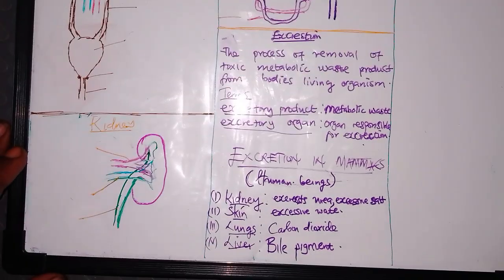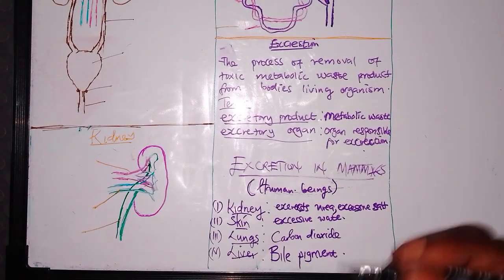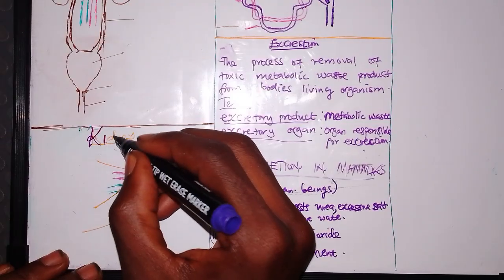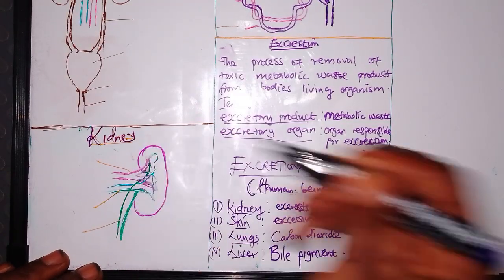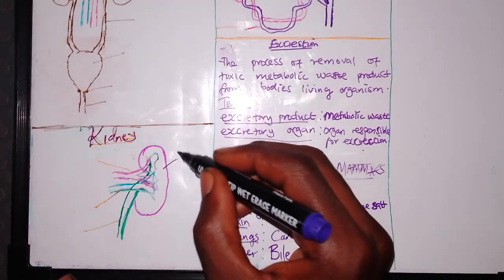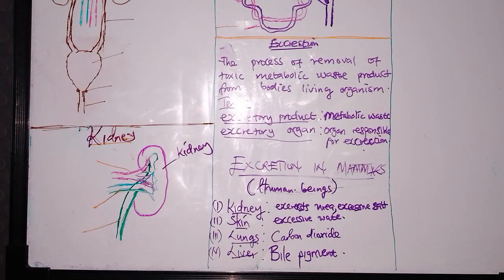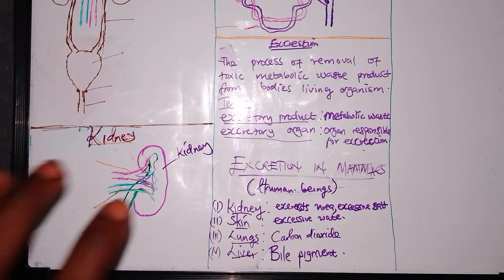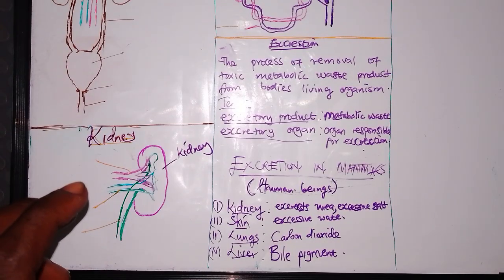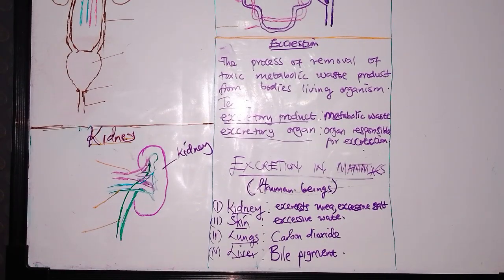So when you look here, we have our structure of the kidney. This is how a kidney looks like. A kidney looks like a bean shaped organ, like a bean. So what are some of the parts of a kidney which you need to know? The first part of a kidney which you need to know is the what?